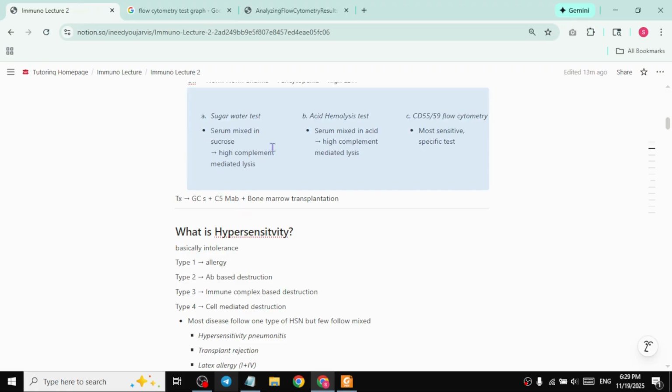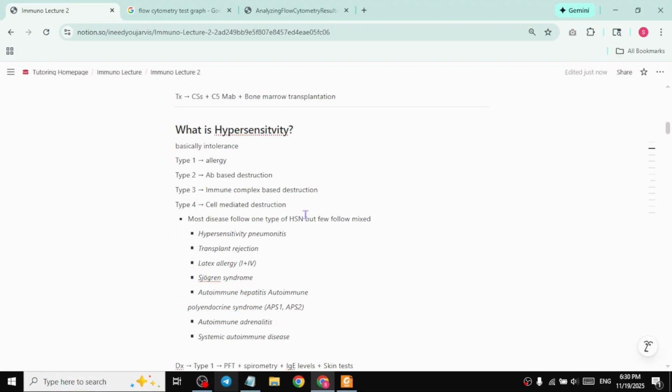Okay, all right, so that's done. Glucocorticoids or corticosteroids for patients to suppress their immune system. And then the next thing is the C5 monoclonal antibody, eculizumab, right? We saw this last time too. The overall cure is just bone marrow transplantation because nothing else would get the job done basically.